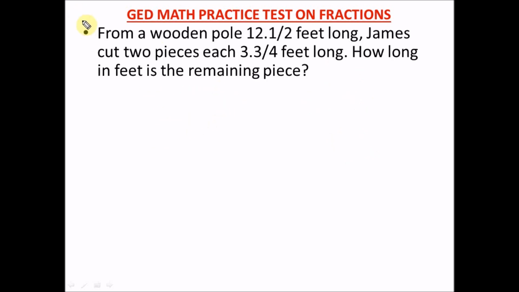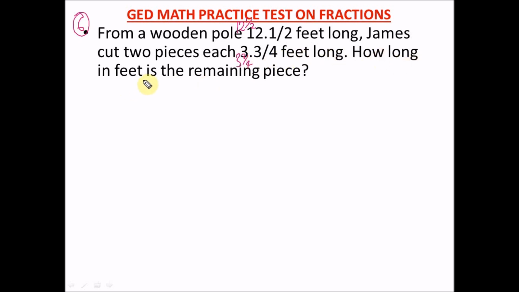Okay, so this is question 6. Now it says from a wooden pole, this is 12 whole number 1/2 feet long. James cut 2 pieces each 3 whole number 3/4 feet long.